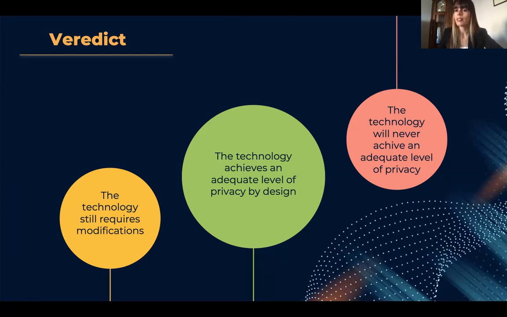In those cases, I recommend assigning a medium value for impact, as if it were average data. It is something that we can also modify in the second layer, depending on the sector in which we are going to deploy or implement this technology. So basically, by performing this first layer, we would already obtain a verdict. We can conclude that the technology achieves an adequate level of privacy by design. The opposite, that it will never achieve an adequate level of privacy by design, or the technology still requires modifications.